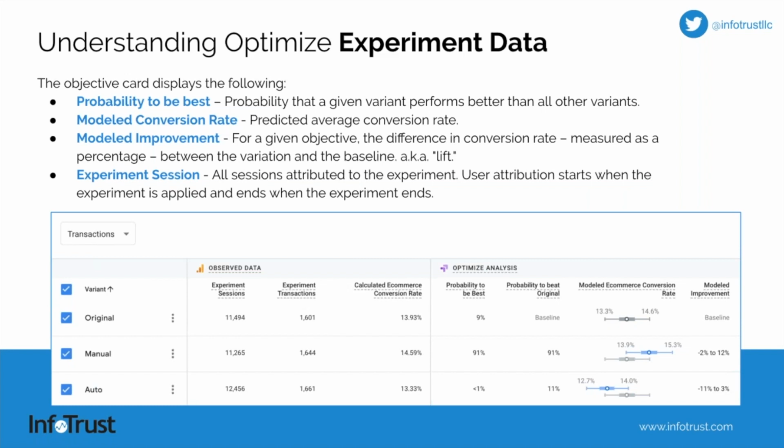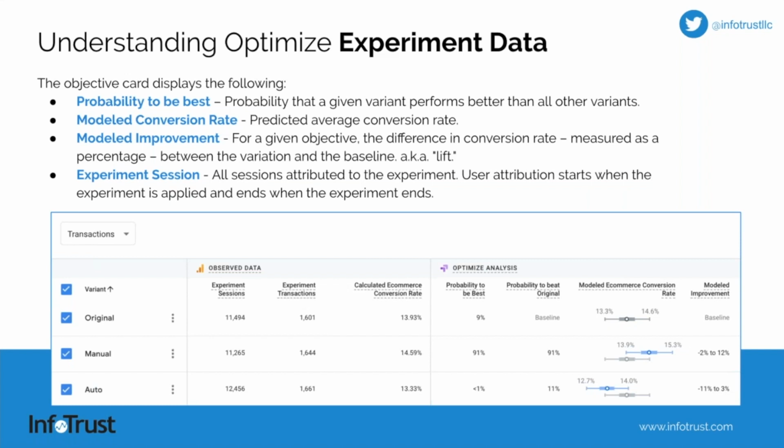The modeled conversion rate would give you the predicted average conversion rate as a range. And then modeled improvement for a given objective is the difference in conversion rate, measured as a percentage, between the variation and the baseline. This is also known as lift. You may be familiar with this if you're using other tools.